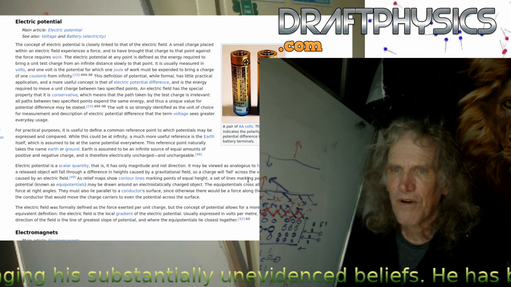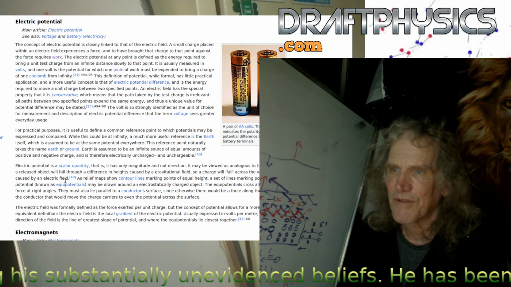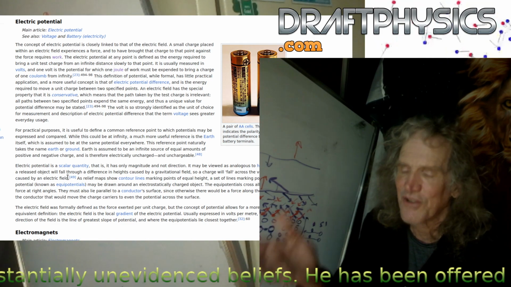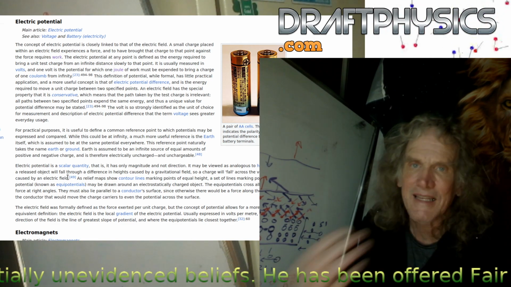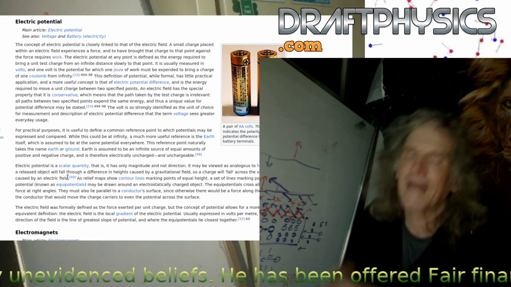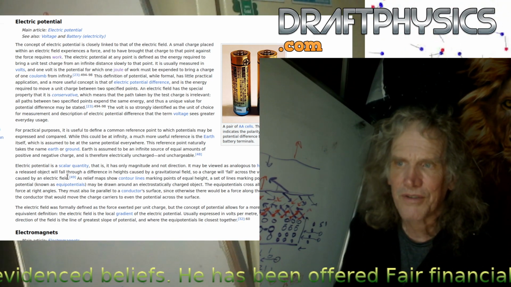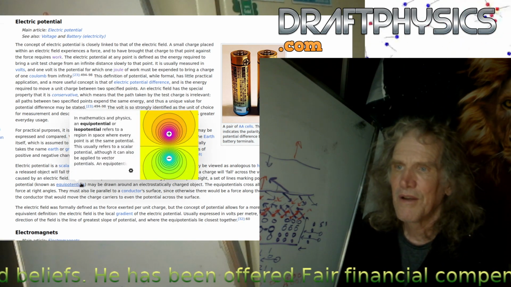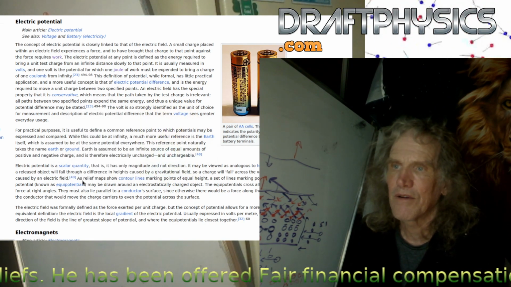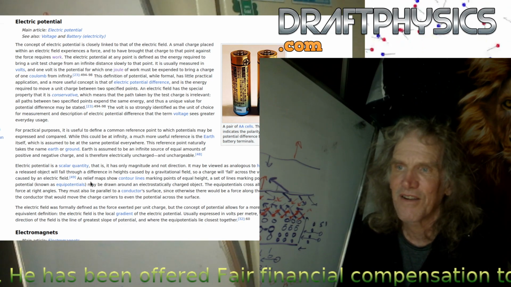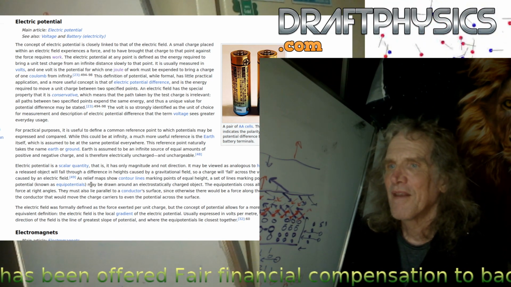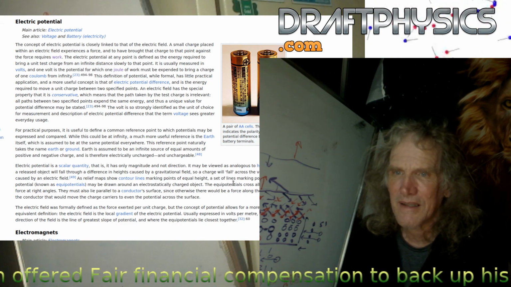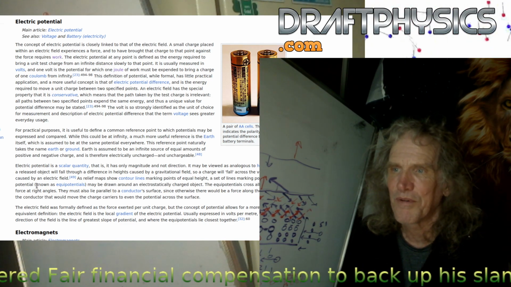So a charge will fall across the voltage caused by an electric field. No, it'll move into less pressure. So you're just going to say a charge can move into less pressure. It can't move into the same pressure, and it certainly can't move into greater pressure. So that's a simple rule. It goes from high pressure to low pressure, always. Like heat, it goes from hot to cold. It doesn't go from cold to hot. As relief maps show contour lines making points of equal height, a set of lines marking points of equal potential.